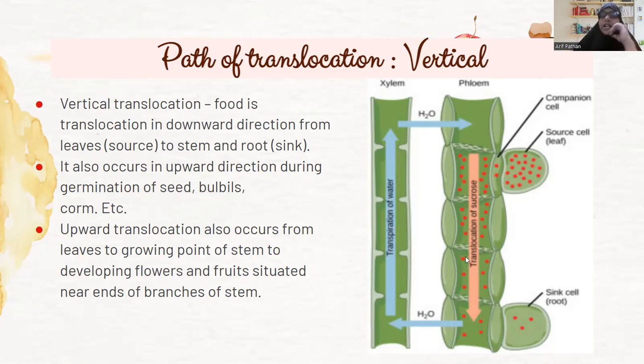Here the picture is telling you about the downward translocation. It can happen in the opposite direction as well. Basically, wherever the nutrition is required, from the leaves, that is the source, to the sink. The sink can either be downward located or upward located, like developing flowers. Flowers are located at the top. Okay, germinating bulbs are located mostly at the top. So there, upward translocation, vertical translocation of food will take place.